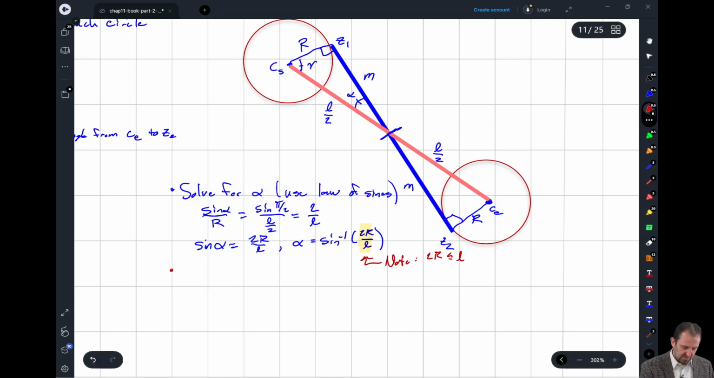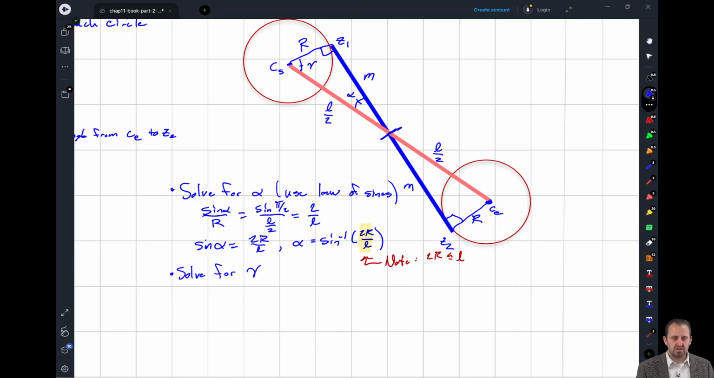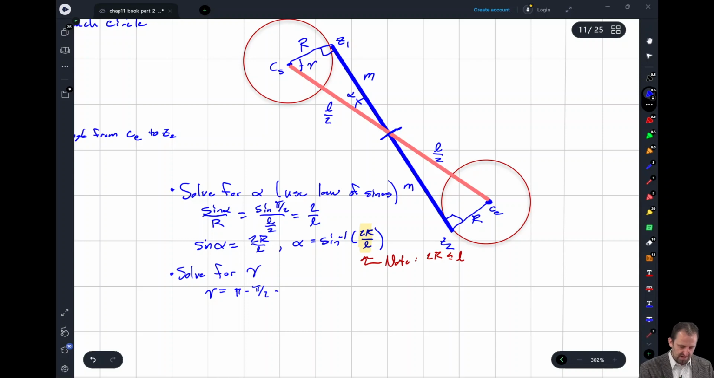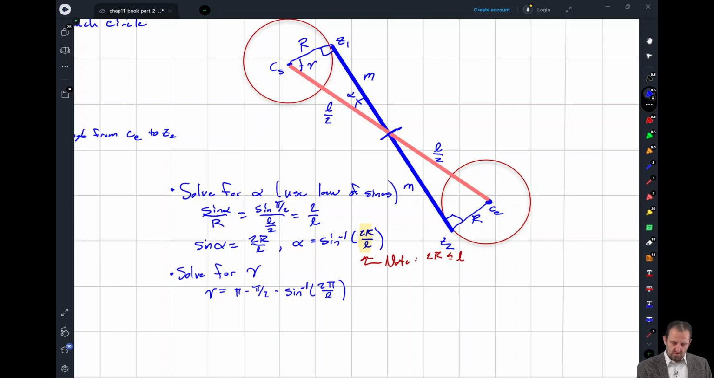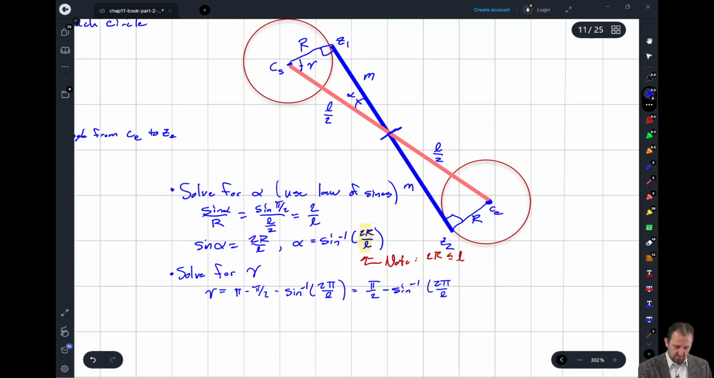Gamma we can get, we'll go back to blue. Solve for gamma. We know that the angles inside of a triangle are going to add up to pi. And so in this case, we can just say that gamma is equal to pi minus pi halves, because we have that right angle, minus alpha, which is equal to the inverse sine of 2r over L. So that's perfect. Which is just equal to pi halves minus the inverse sine of 2r over L.